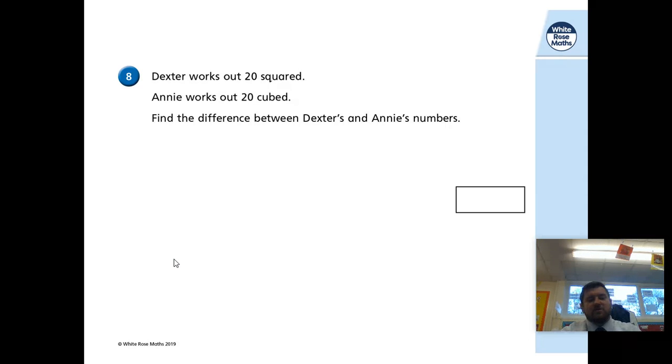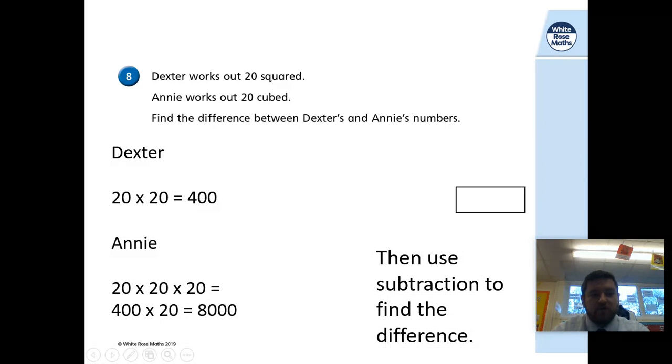The final thing you'll see today is some problem solving questions, and I'm just going to briefly go through an example. So Dexter works out 20 squared, Annie works out 20 cubed. Find the difference. So first of all, I'd work out Dexter's answer. 20 times 20. Well, 2 times 2 is 4. How many zeros in the question? 2. So it would be 400.